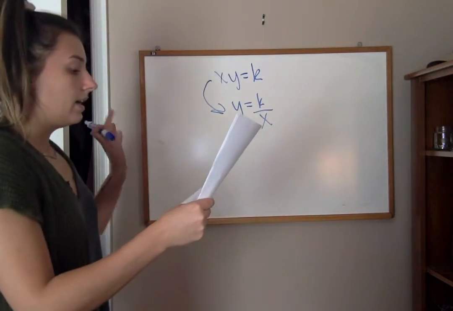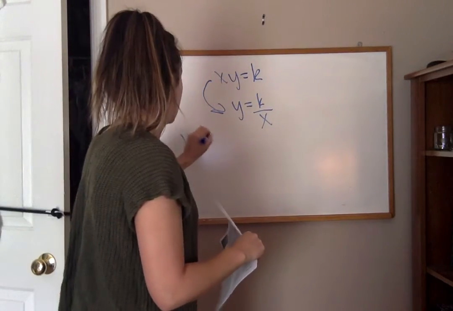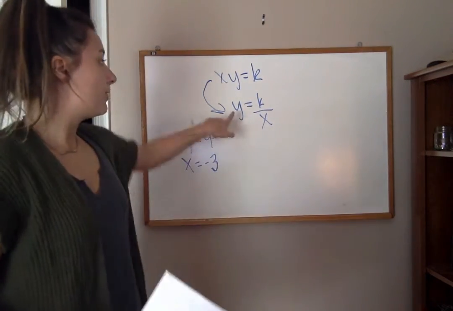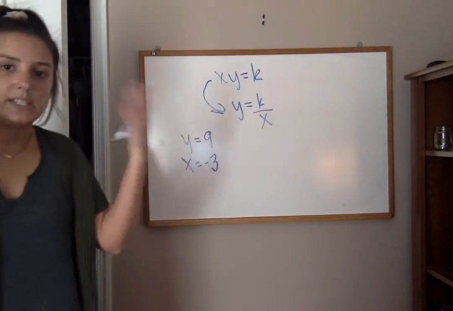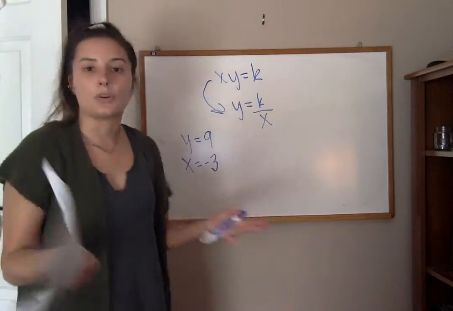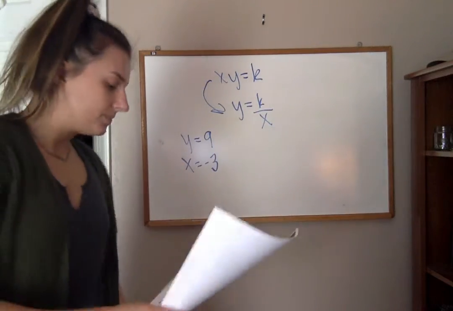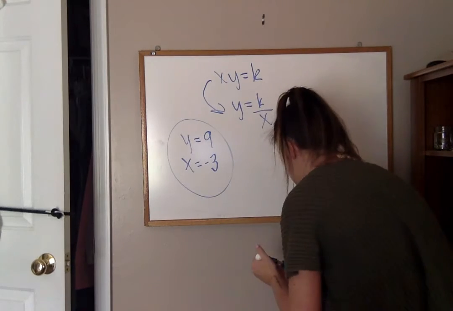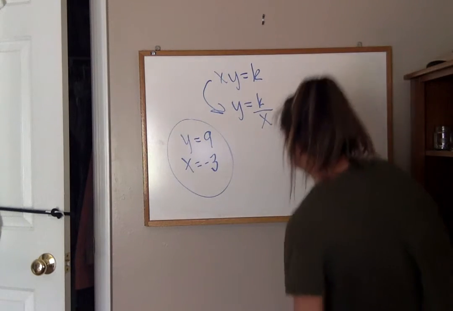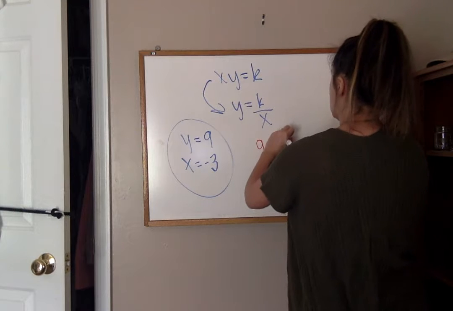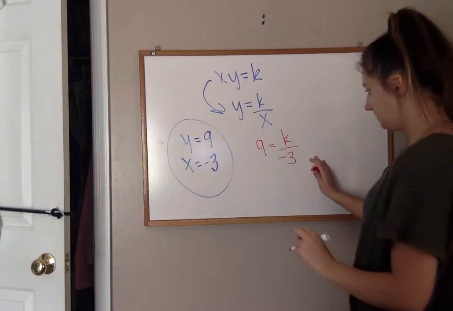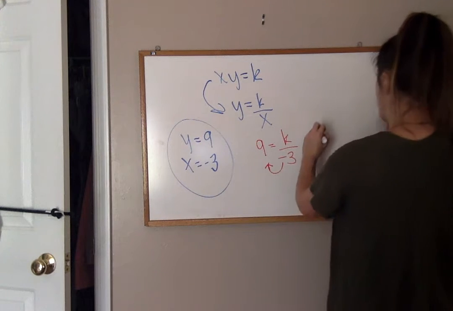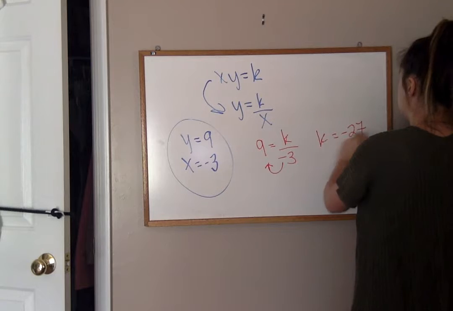So for number one, it says y equals 9 and x equals -3. The reason I like this to be y equals is that's kind of how we see functions when we're graphing them. It's always y equals. So I'm going to plug it in to this equation here. We have 9 equals k over -3. I'm going to solve for this k, so I'm going to multiply the -3 over and get k equals -27.